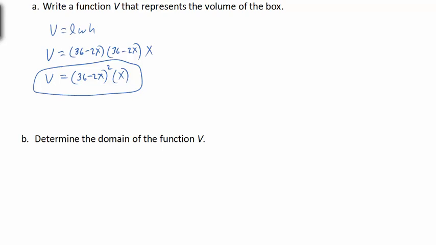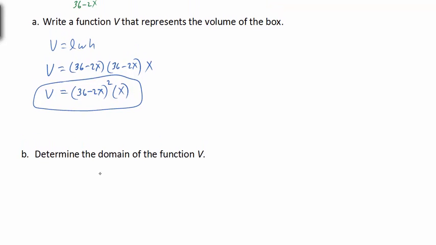All right, now here's the important part. If this is the volume of our box, then part B says determine the domain of our function. What is going to be the domain of this function? Well, if we quickly look at the function, we're like, well, we can multiply any number by 2. So we have 36 minus 2x. So if you plug a number in for x, we can multiply anything by 2, and we can square anything. So it looks like your first thought might be x can be anything, all real numbers, because we can plug any value in for x. There's nothing that's going to make this function undefined.